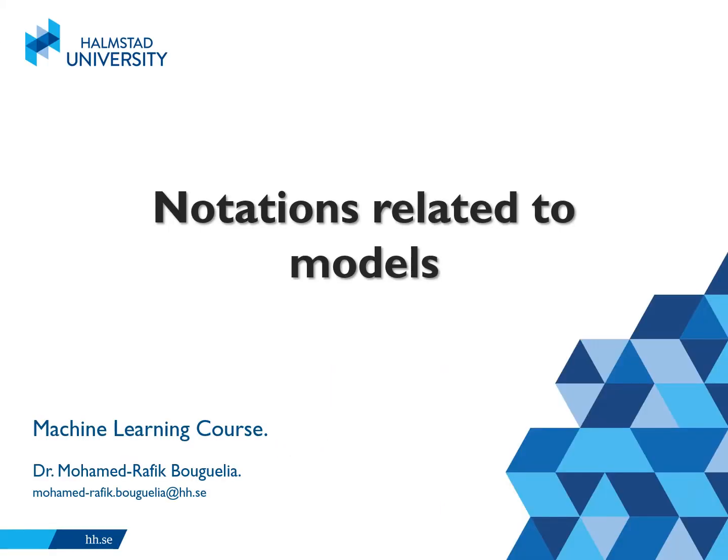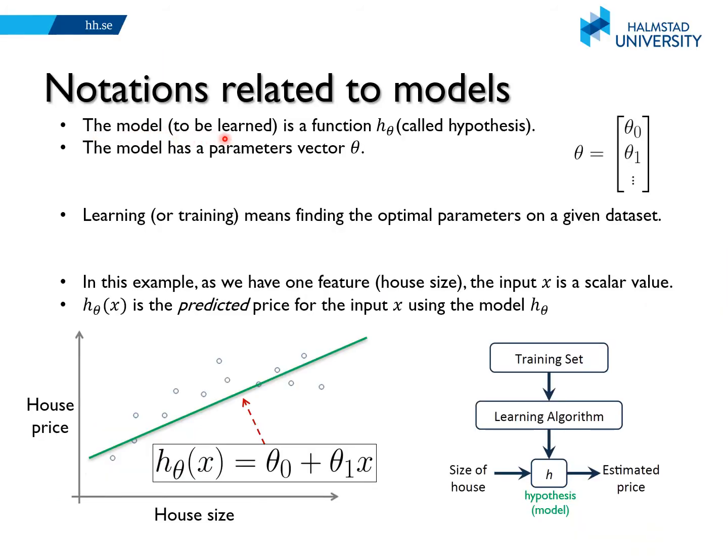Let's now talk a little bit about some notations related to the model. The machine learning model that we need to learn is actually a function that we denote by h, and this is usually referred to as the hypothesis function. So this model has a set of parameters, a parameters vector theta, and this vector theta is a vector of parameters, theta 0, theta 1, theta 2, and so on.